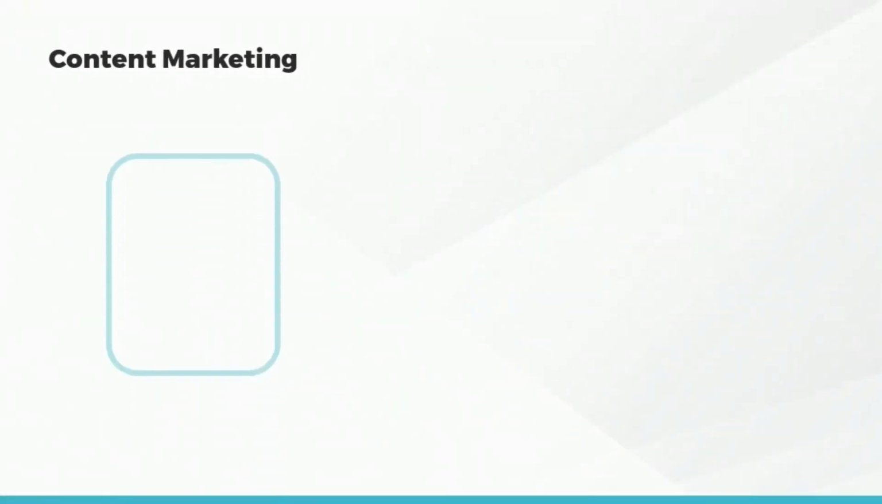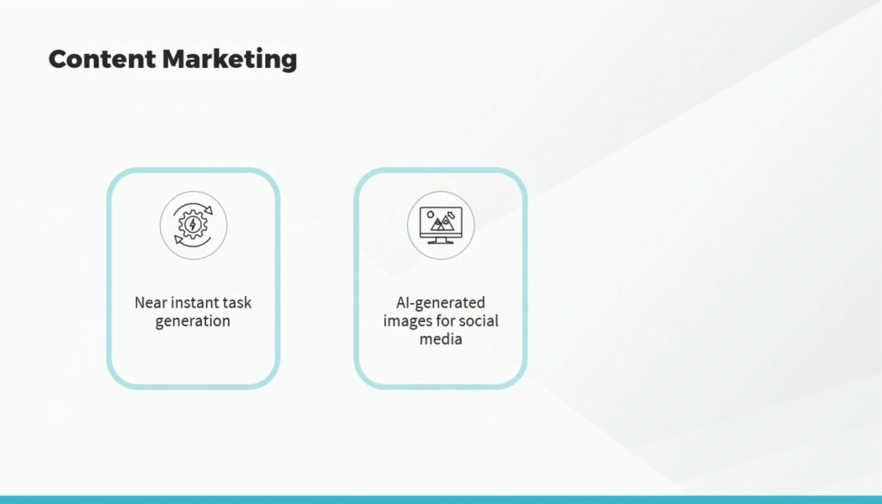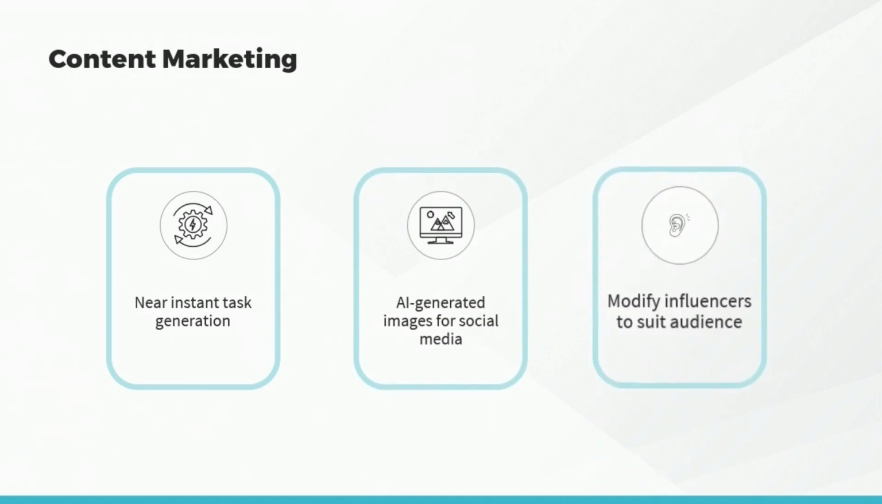There's some more content marketing that I'd like to delve into here, and that's the near-instant task generation. We can actually do this in seconds. You'll have AI-generated images for social media, and there's also things that we can modify, like the influencers, to suit an audience. So if you have an image for a social media page and you're trying to modify your page using an image crafted to a certain audience, you can do that as well.